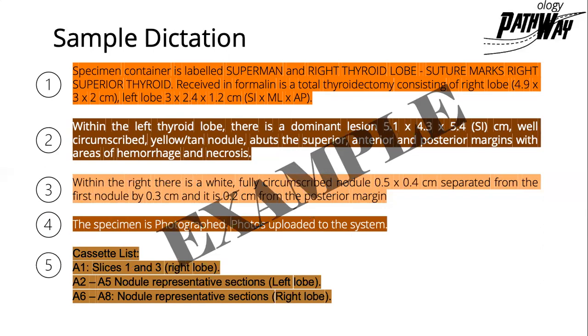Number 4 and 5. 4, the specimen is photographed and photos uploaded to the system, and then the list of cassettes, like cassette A1 has the slices 1 and 3, cassette A2 to A5 has the nodule representative section, and A6 to A8 another representative section.